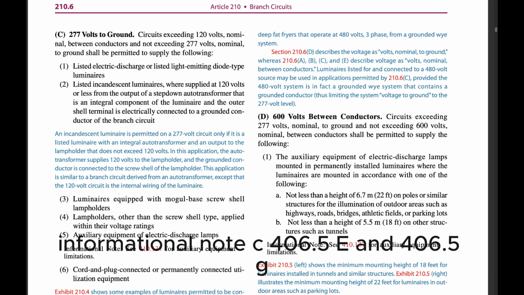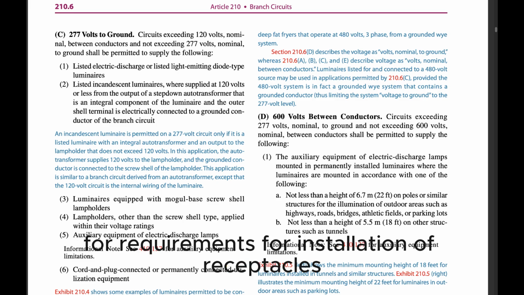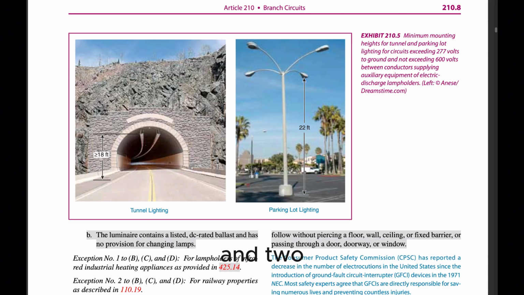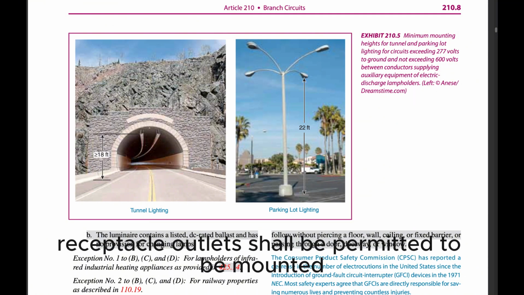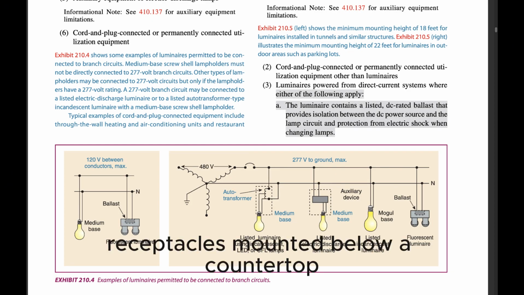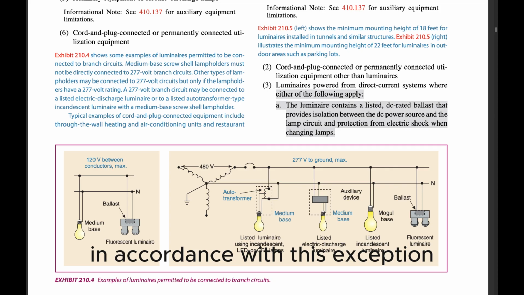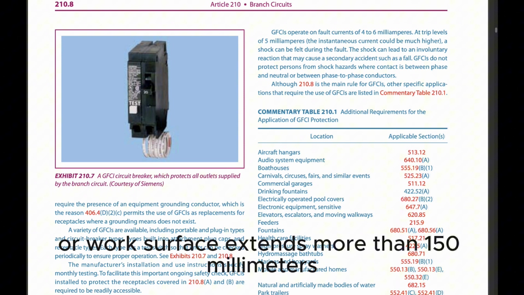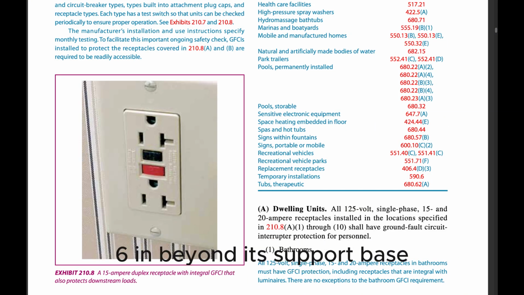Informational note: see 406.5(E) and 406.5(G) for requirements for installation of receptacles in countertops, and 406.5(F). Exception to (5): to comply with the following conditions (1) and (2). Receptacle outlets shall be permitted to be mounted not more than 300 mm (12 in.) below the countertop. Receptacles mounted below a countertop in accordance with this exception shall not be located where the countertop or work surface extends more than 150 mm (6 in.) beyond its support base.